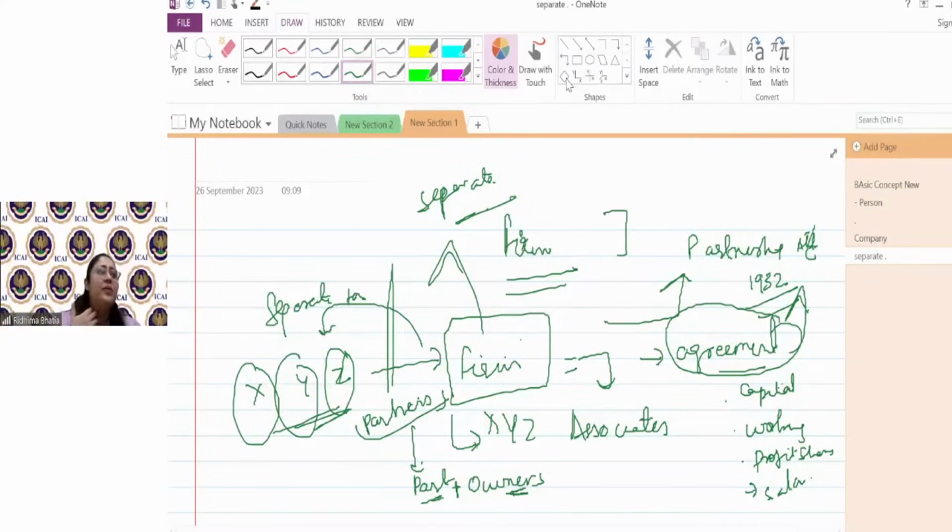Section 8 companies liable to pay tax or not? See, generally they are not, but if they follow the objectives which they are bound to follow, if they are ultimately earning profit, then they have to pay tax on it.